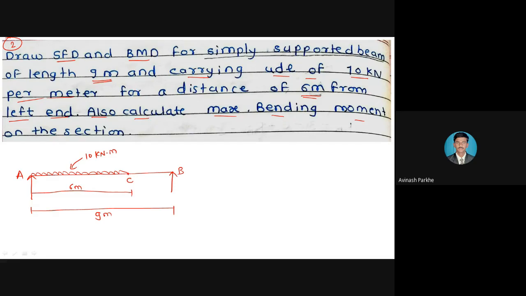Now in this particular beam, the beam is supported at the two ends. That means the reaction RA at the left side, the reaction RB at the right side, and the beam is subjected to only one load, which is called a UDL. There is no point load.